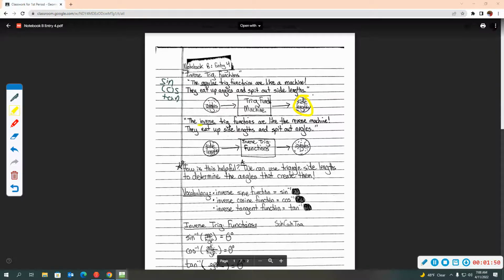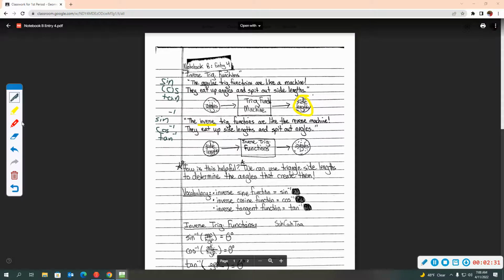Today we're going to talk about something called inverse trig functions. They're still sine, cosine, and tangent, but you may have noticed them on your calculator as sine with a -1 power, cosine with a -1 power, and tangent to the -1st power. What that symbolizes is an inverse. So we would call this inverse sine, inverse cosine, inverse tangent. And what it does is the opposite. You can take a side length, put it inside of this inverse trig function, and it'll tell you the angle that it took to get there.